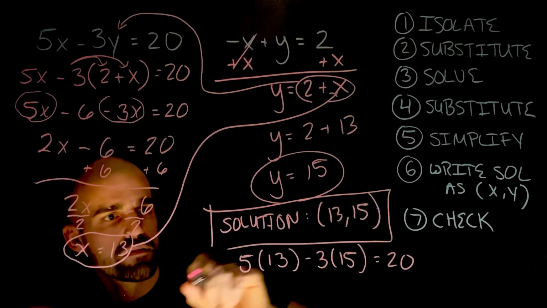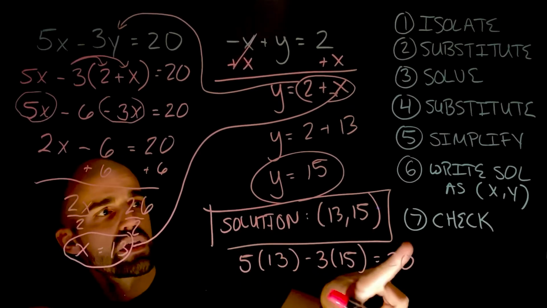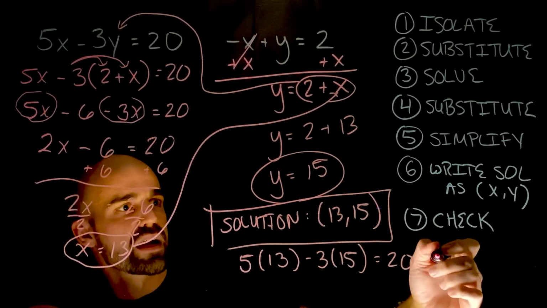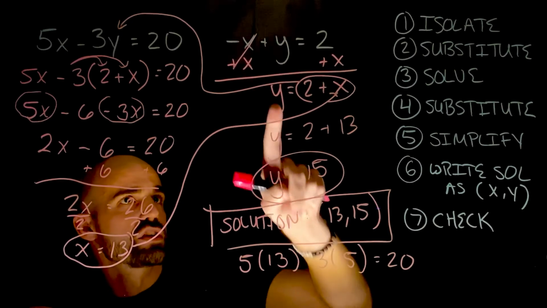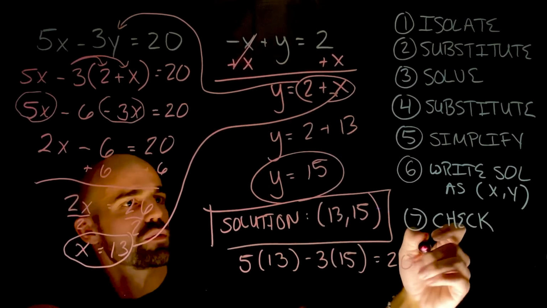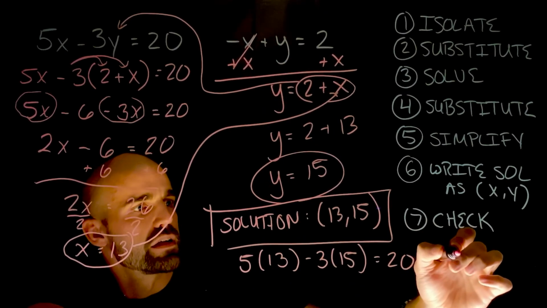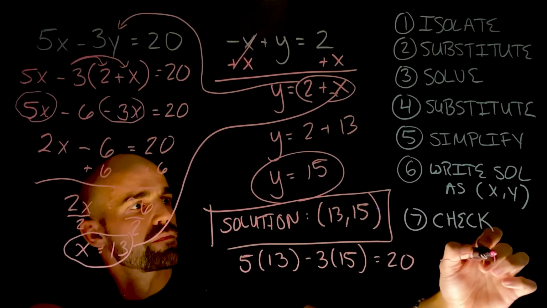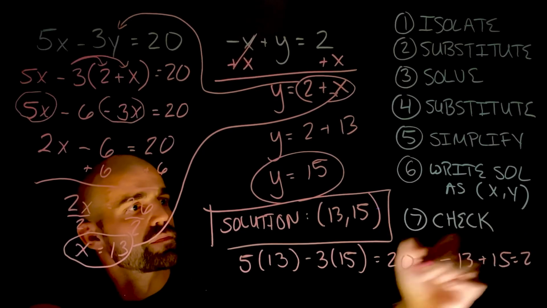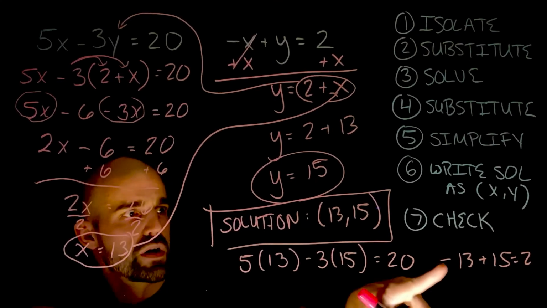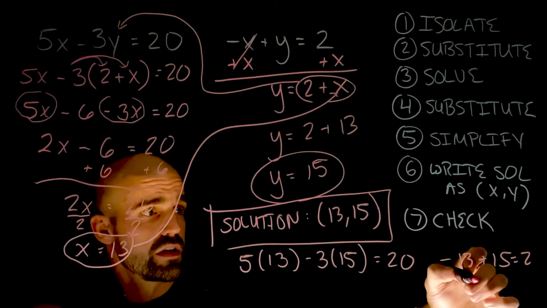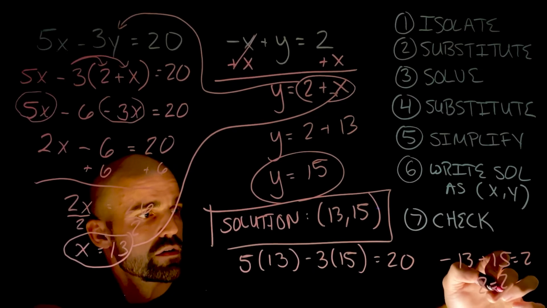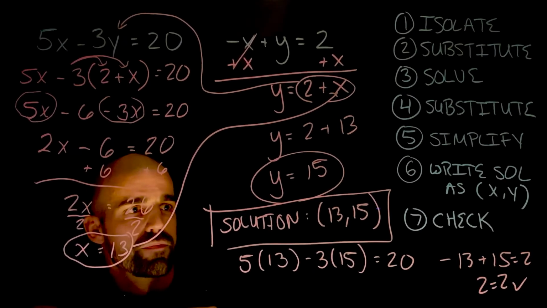And then we're going to check to make sure that this one works, and we're going to do the same thing with the other equation because it's got to work for both equations. So the other equation is negative x plus y equals 2. So negative 13, since x is 13, plus 15 equals 2. That one's a little bit easier to check. We can do that really quick. Negative 13 plus 15 is 2. So 2 does equal 2, so it checks out.